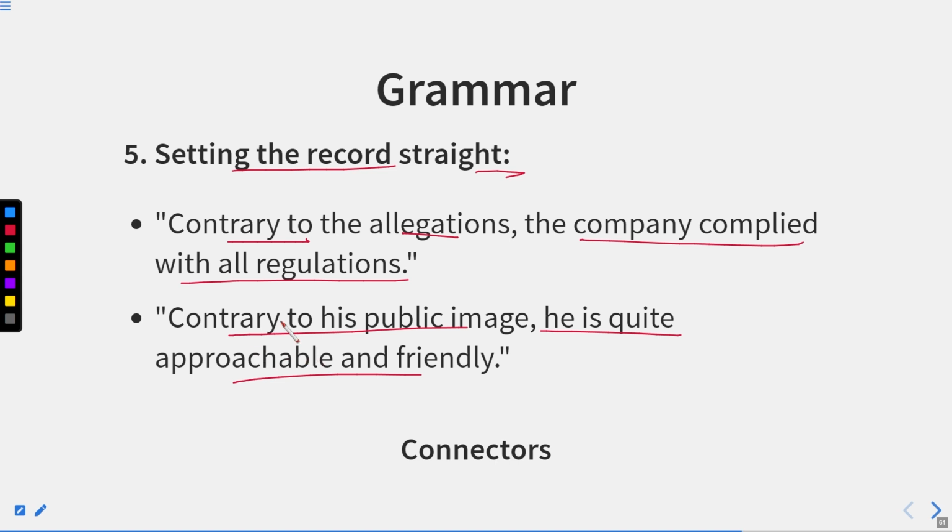So you can see over here, contrary to his public image means whatever his public image was, whether positive or negative, he is quite approachable and friendly. It means his image was negative, that he is not friendly at all, but he is friendly. So if we write contrary, it means both statements contradict each other; they are opposite to each other. We are just adding contrary to that particular clause or noun that is adverse or opposite about the subject that has been said. Now let us move to the next one.